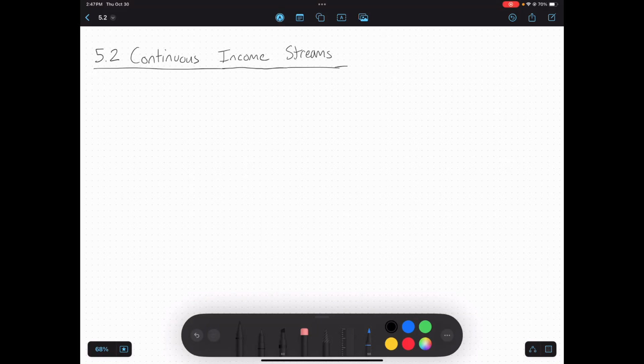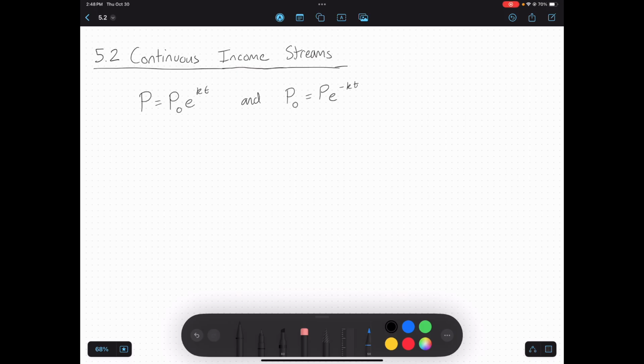Hello everybody and welcome to our 5.2 concept video where we're going to continue looking at applications of integration. And this one's very closely related to the stuff we learned in chapter 3, when we were looking at growth and decay models of exponential functions, we looked at future value and present value.